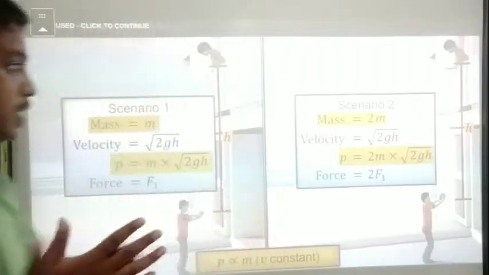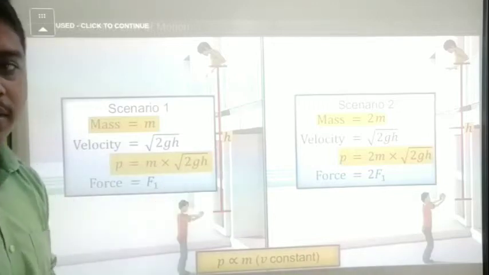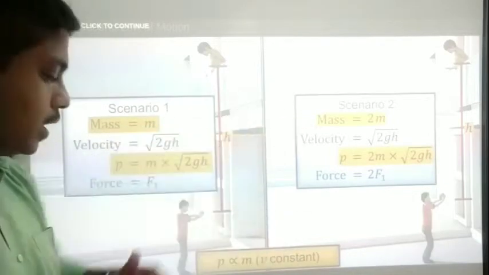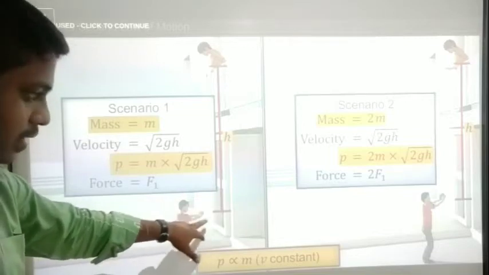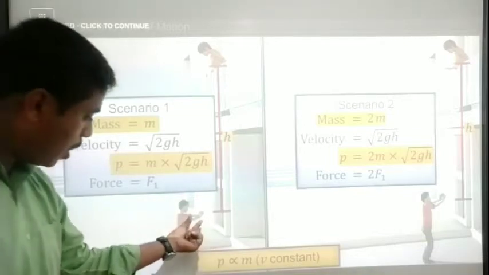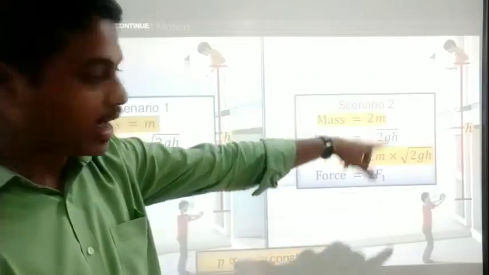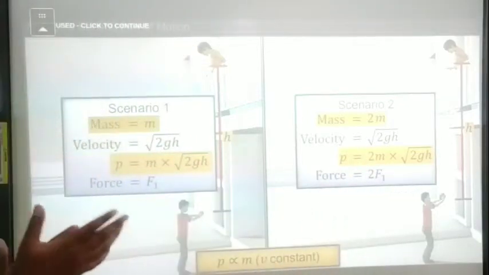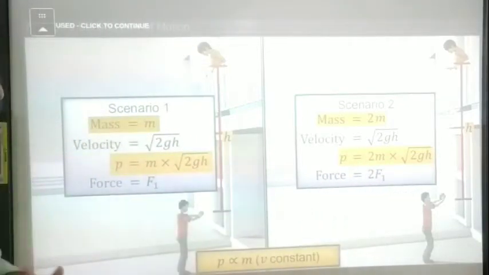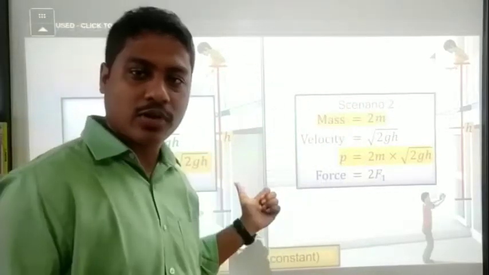Let us discuss first Newton's second law of motion. You can see on the picture there are two scenarios, scenario 1 and scenario 2. What is the difference in both the objects? The boy is catching a ball. In scenario 1 the size of the ball is a little bit smaller, and in the second scenario the size of the ball is a little bit bigger. The mass is taken as m, and the second one is double that of the first object.